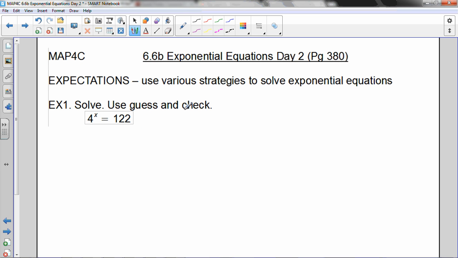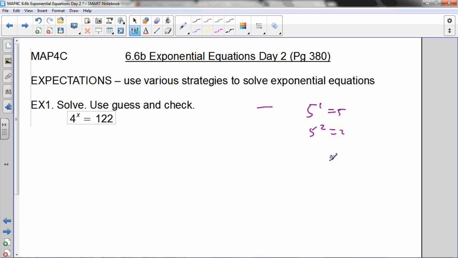So this is very similar to that one that we just had. It says use guess and check. Well, that's what we were kind of doing before, right? With the 5, we said 5 to the exponent 1 is 5, and 5 squared is 25, and then, well, maybe it's 5 to the 1.5, and that's what we were doing. Well, that's what we're going to do with this one. I'm going to set it up, though. They call it systematic trial, is the fancy textbook way. Basically, we're just guessing and checking on our calculator.